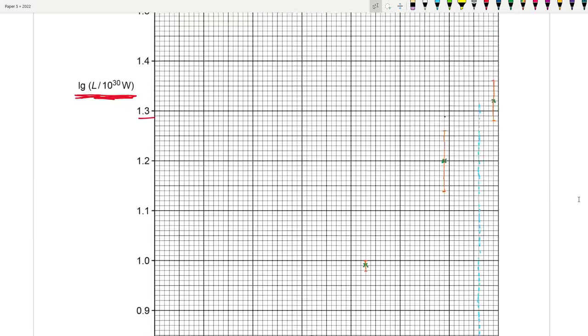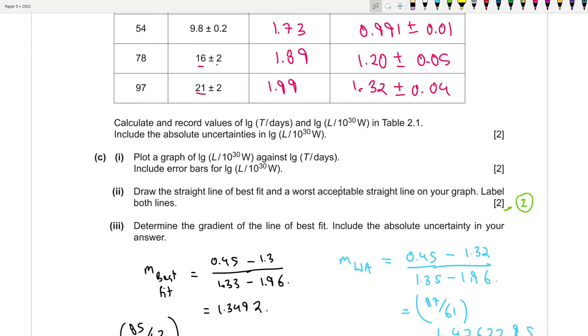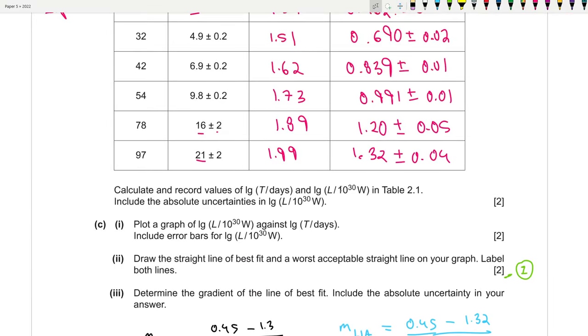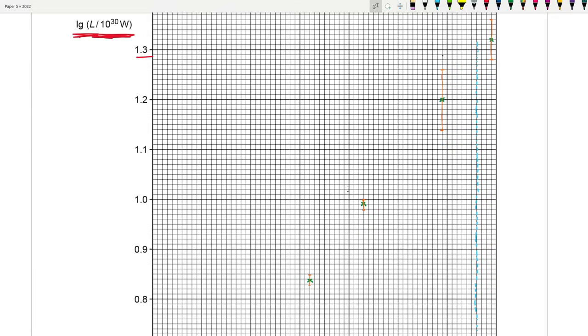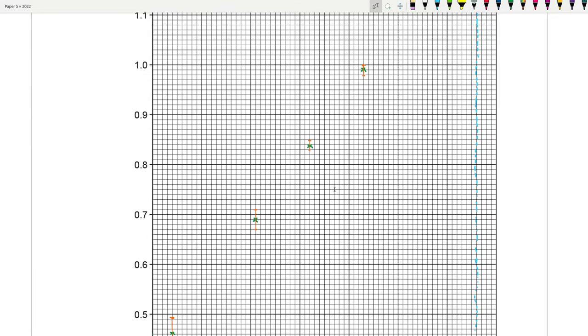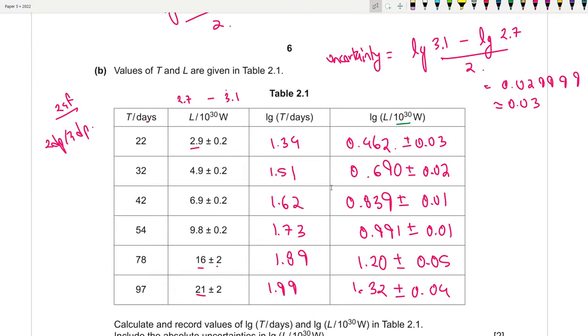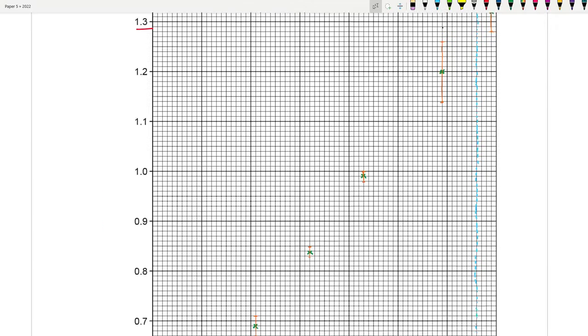You'll get 1 mark for this, and then you have to draw the error bars. The error bars can either be vertical or horizontal depending on the axis. Since L is drawn on the y-axis, the error bars will be vertical over here. Okay, so let's look at the error bars. So 0.462 plus minus 0.03 is basically 0.43 to 0.49.